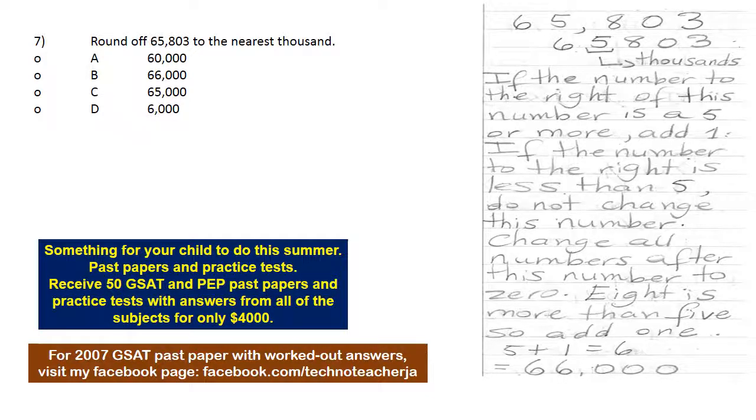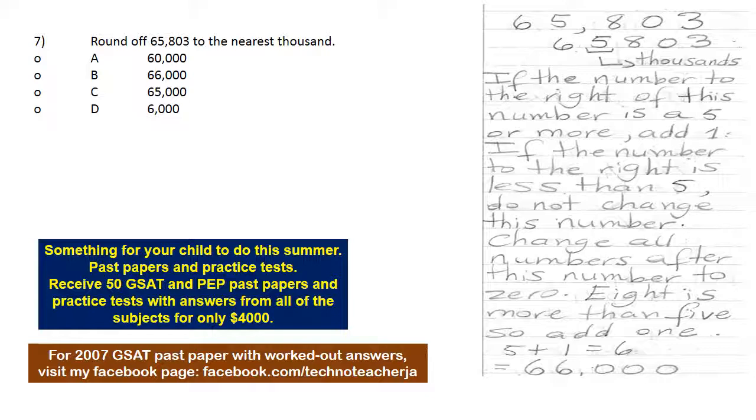Now, if the number in the hundreds position is less than 5, leave the number in the thousands position as it is. Don't change it.